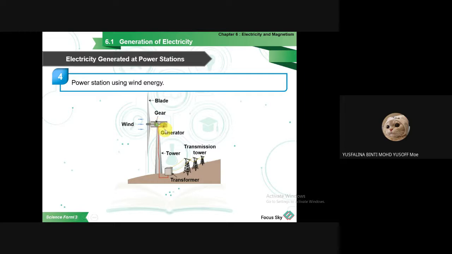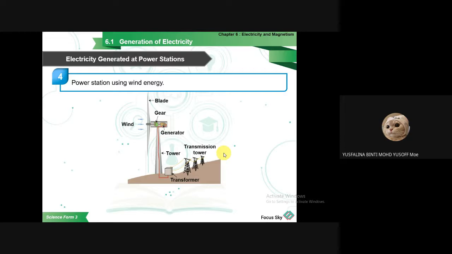So here we get the turbine to rotate, and then the generator also rotates and produces the electricity, and then it goes to the transformer, and then to the transmission tower. So basically all is the same. It must have a turbine, the turbine rotates and makes the generator also rotate, producing electricity that goes to the transmission tower. But before going to the transmission tower, there must be the transformer there. So basically it's just the same, but the starting point is different.